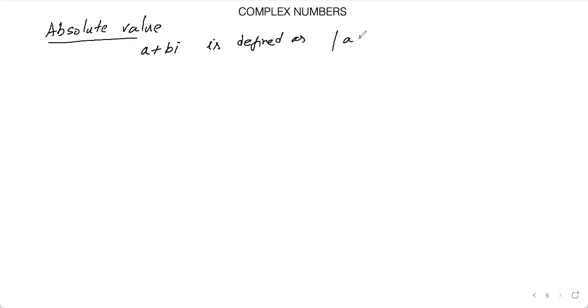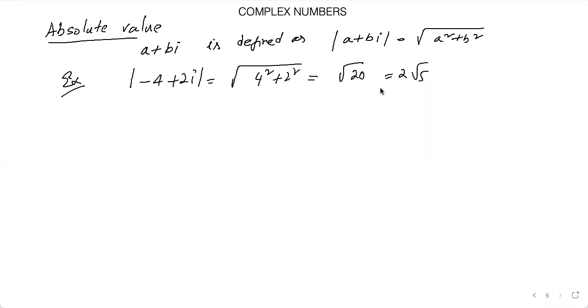So we'll look into absolute value. The absolute value or modulus of a complex number a plus bi is defined as mod of a plus bi, which is the square root of a square plus b square. So this is the example for finding the modulus of a complex number.